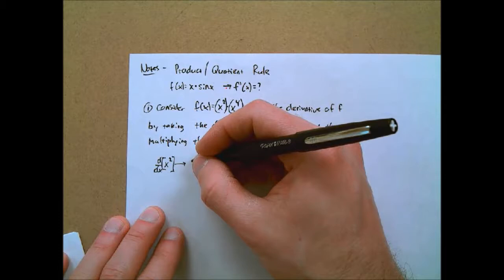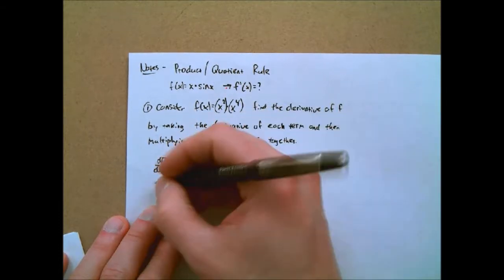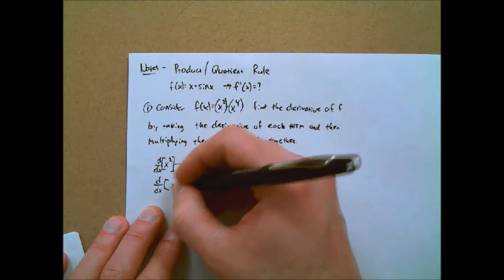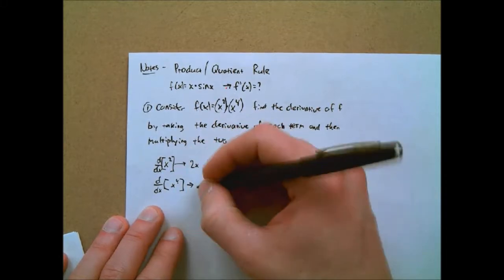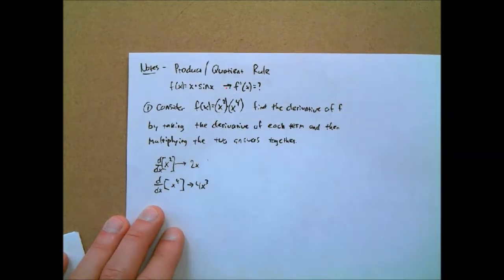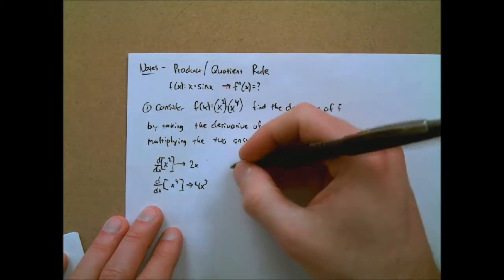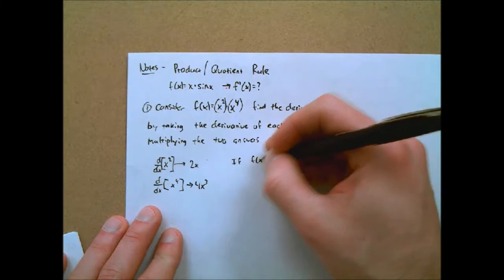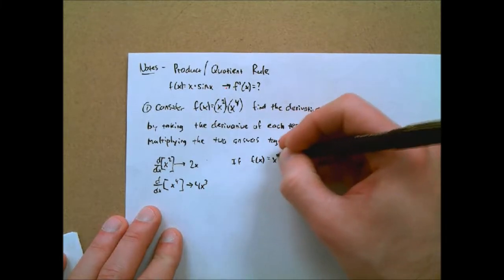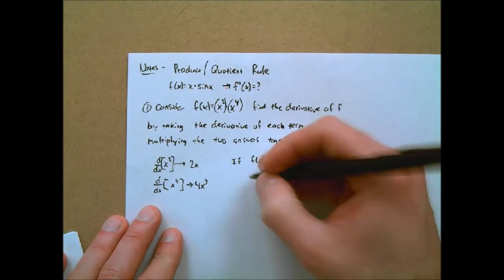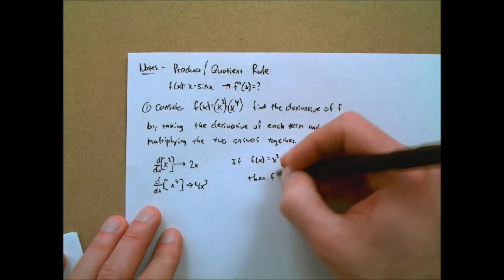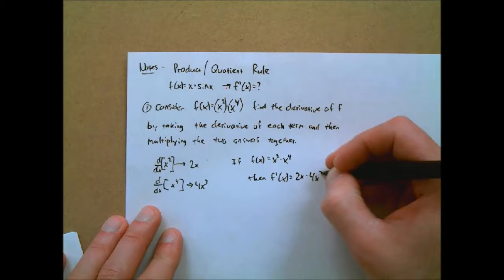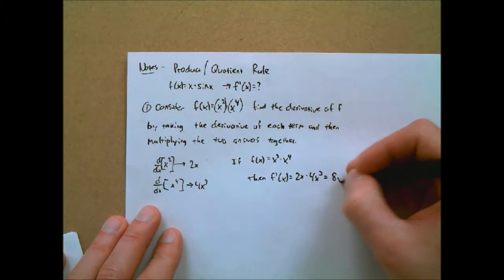2x, right? Yeah, 2x. Very good. And then what is the derivative of x to the 4th? 4x to the 3rd, right? Okay, and so we might be tempted to say, all right, if f of x equals x squared times x to the 4th, then f prime of x equals 2x times 4x cubed, or in other words, 8x to the fourth. We multiply it all together.